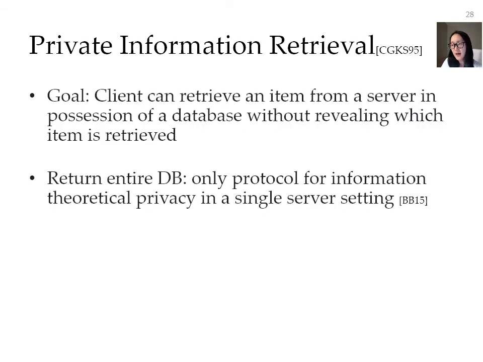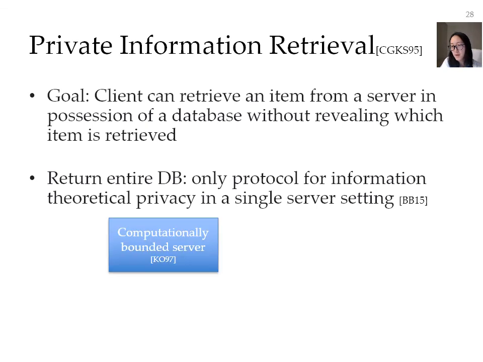This requirement says that the client can retrieve an item from a server without revealing which item is retrieved. Returning the entire database back to the client naively meets the requirement, but clearly it is not efficient. In fact, this is the only possible protocol that can give the client information theoretical privacy for that query in a single server setting. To address this problem, two approaches have been proposed.